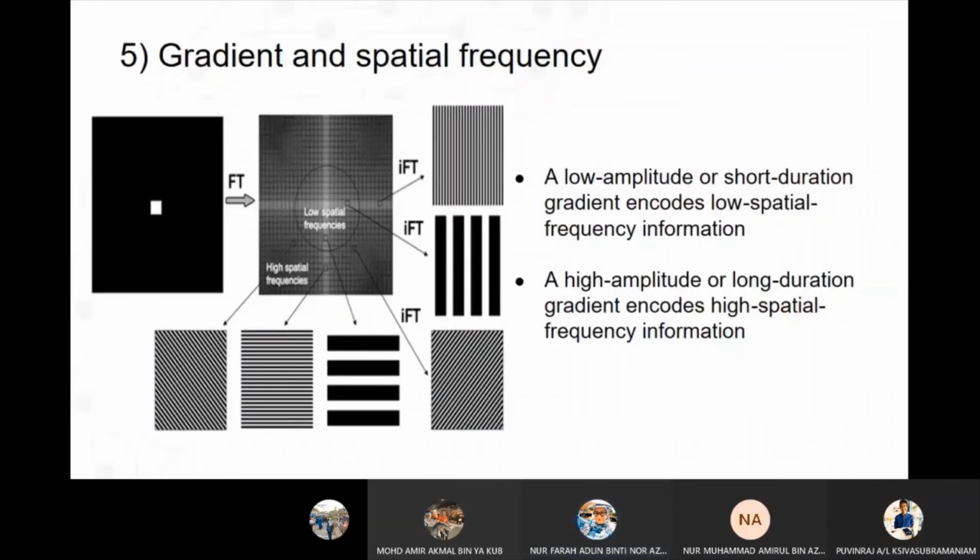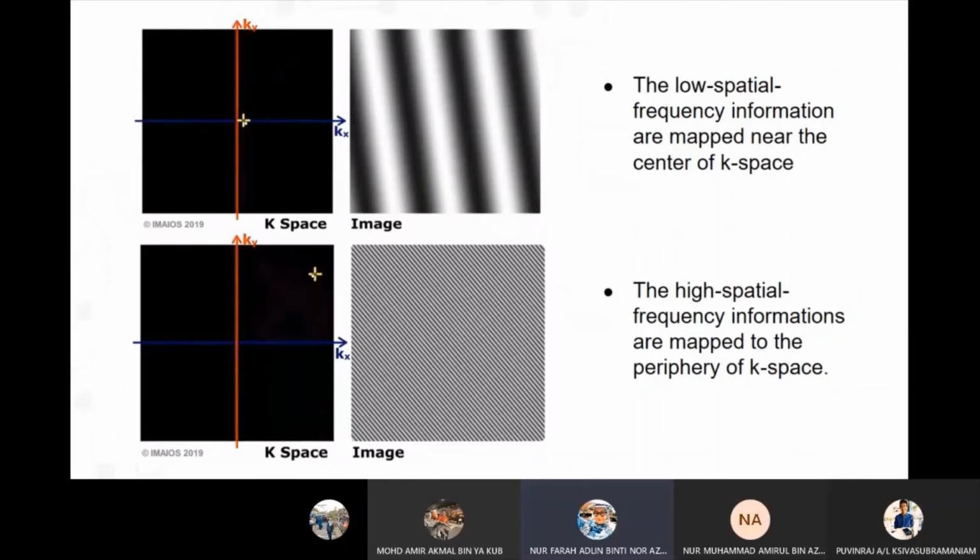Next. The next process is gradient and spatial frequency. This process determines the difference in the spatial resolution and contrast of the resulting MRI image. A low amplitude or short duration gradient encodes low spatial frequency, and a high amplitude or long duration gradient becomes high spatial frequency. Next, as we can see in the figure, in the first figure the center of K-space has low spatial frequency, and the periphery of K-space has high spatial frequency.